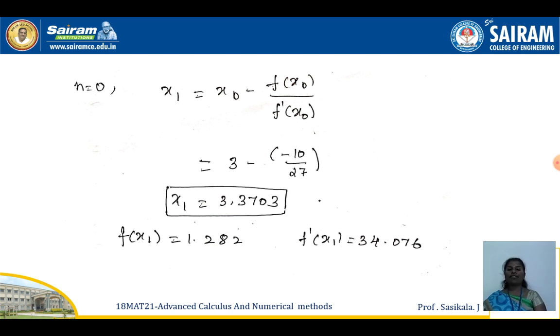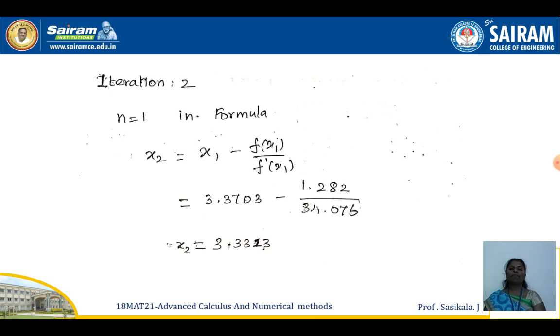For that I need f of x1 and f dash of x1. So replace this current x1 value in the f of x function. You will get f of x1, which is f of 3.3703, will give 1.282. Then f dash of x1 is 3 into 3.3703 the whole square, which will give 34.076.